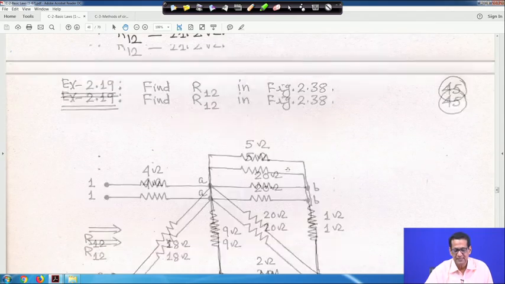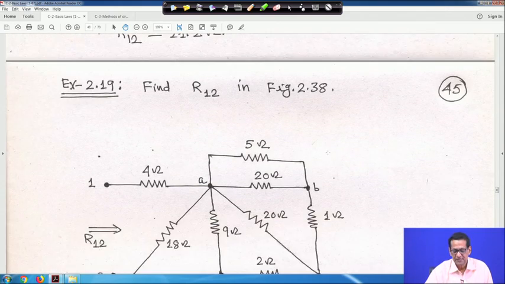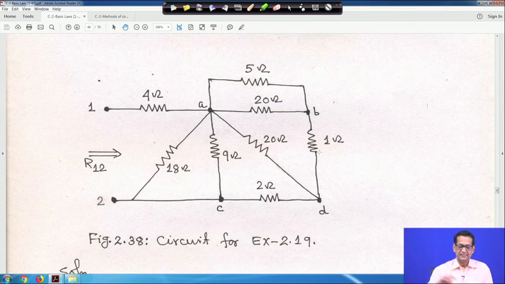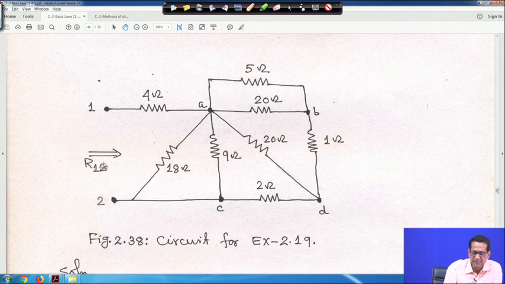Now, this is another circuit to find R12 in figure 2.38. Here also the circuit is given, and from here you have to find out R12. Now, look at the circuit. If you look at the circuit, you have to find out what R12 is.